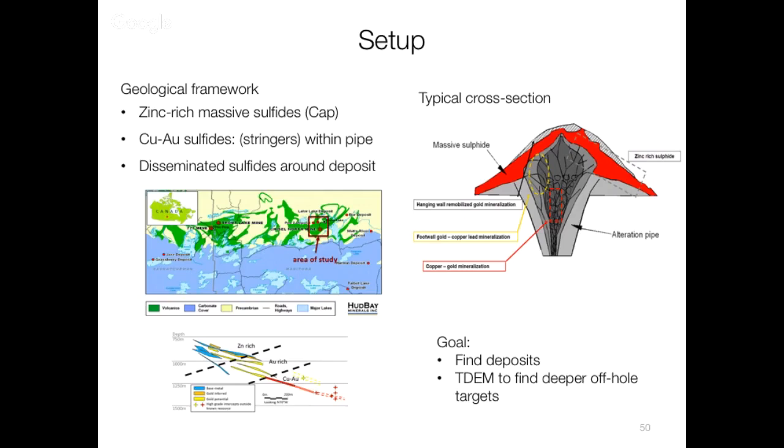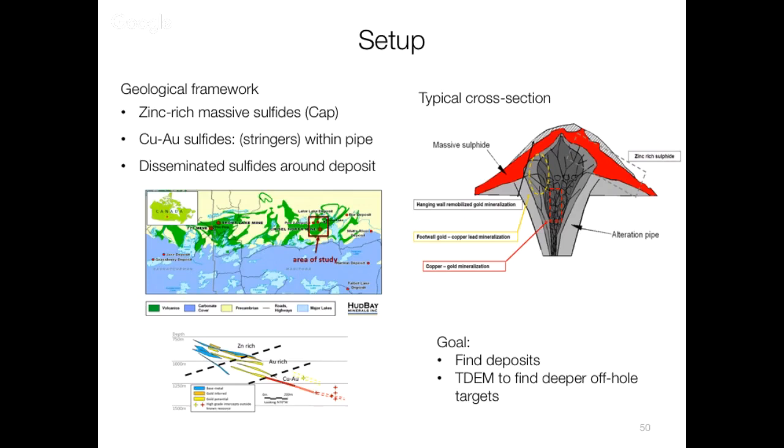The sulfides end up being in these stringer zones, and there are different regions. There's a zinc rich, a gold rich, and a copper gold rich, and each of these exists at different depths. Importantly, they're down at significant depth, a kilometer-ish.